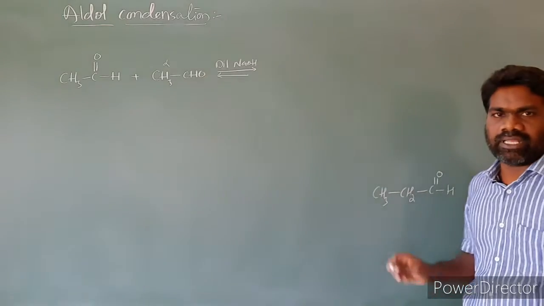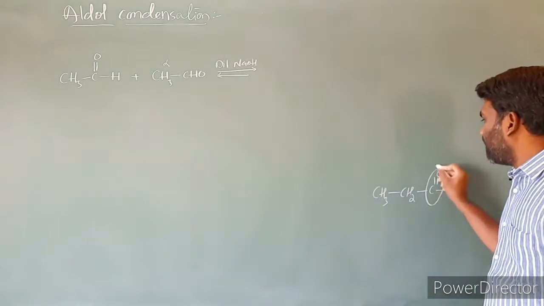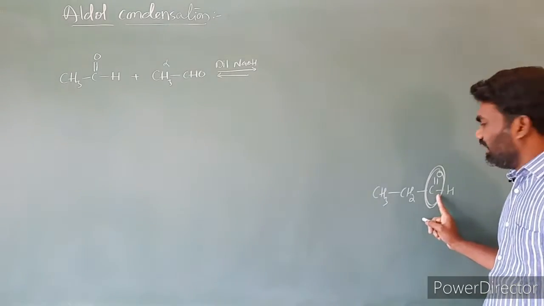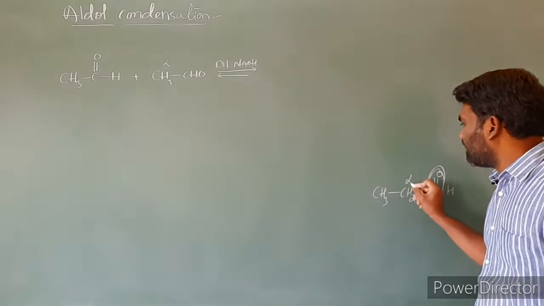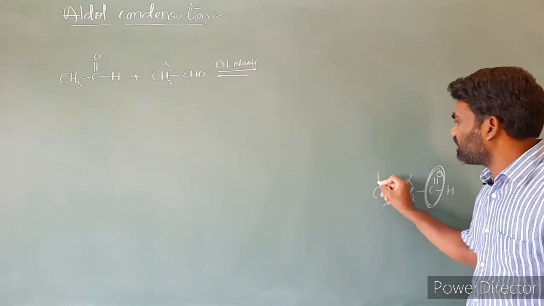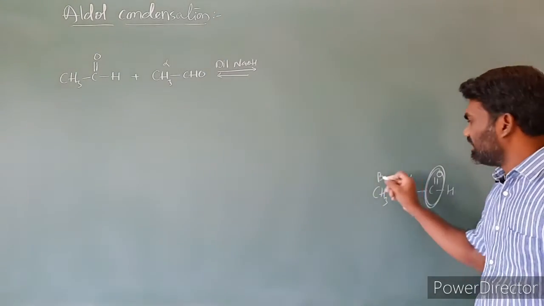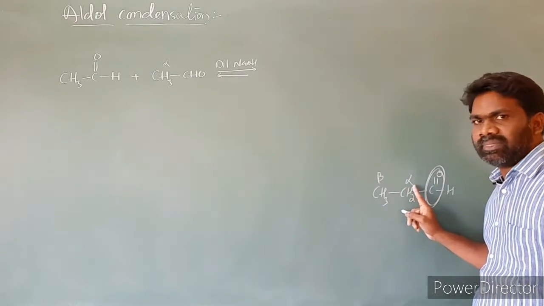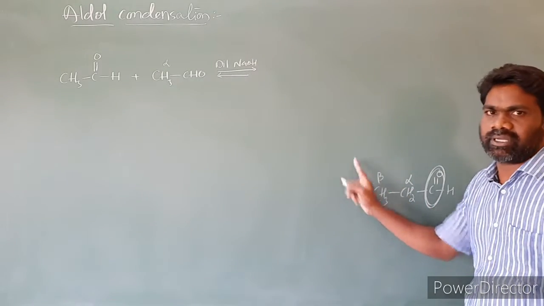So this is aldehyde. This is the carbonyl group. This carbon is nothing but the carbonyl carbon. The carbonyl carbon, the next carbon is called alpha carbon, and the next carbon is called beta carbon. Carbonyl carbon, next carbon is alpha, the next carbon is beta, the next carbon is gamma, and so on.